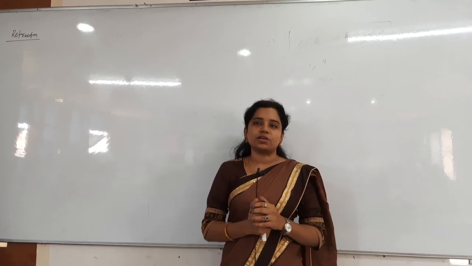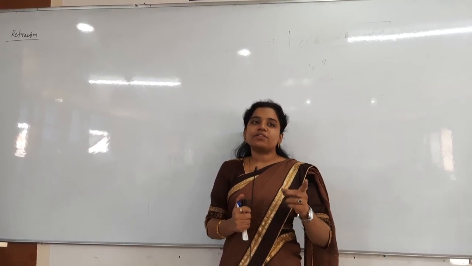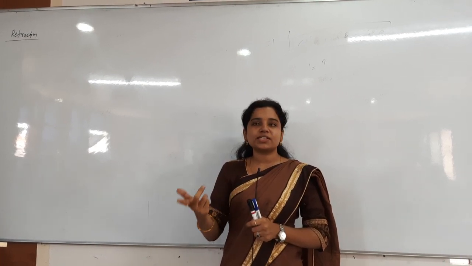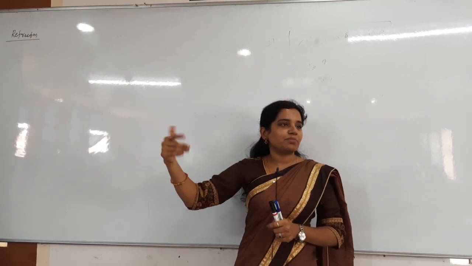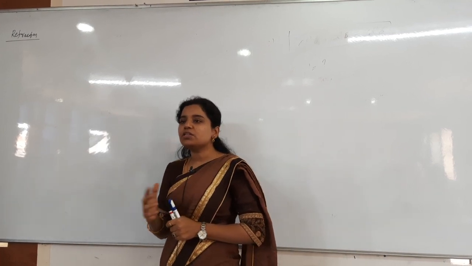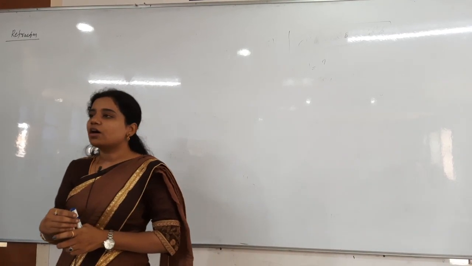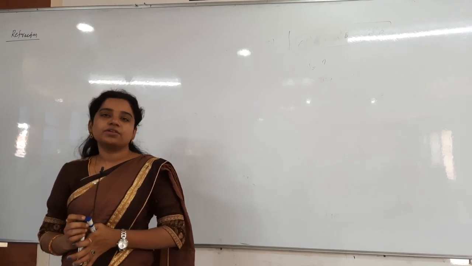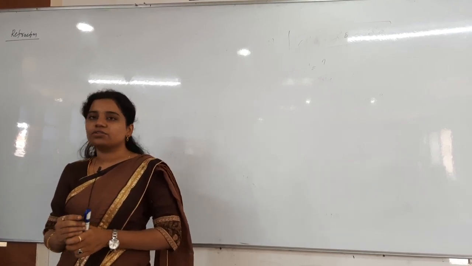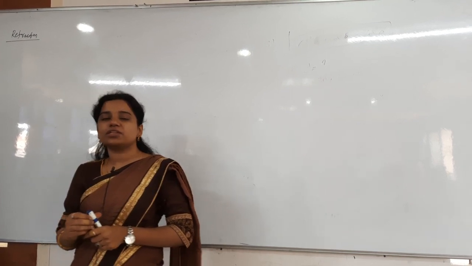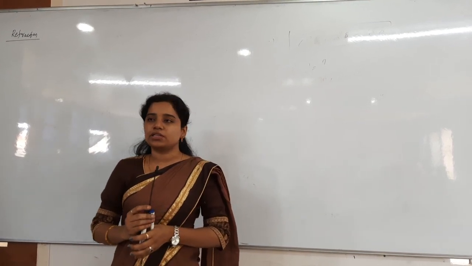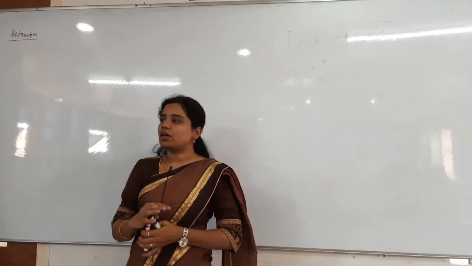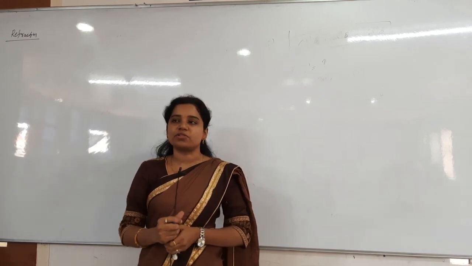Mu 1 is nothing but what? The refractive index of the medium where the object is placed. Mu 2 is the other medium, the remaining medium. U is what? The object distance or actual distance from where? From the boundary. Correct? U is the object distance or actual distance from the boundary. Then V is the image distance or apparent distance from the boundary again.